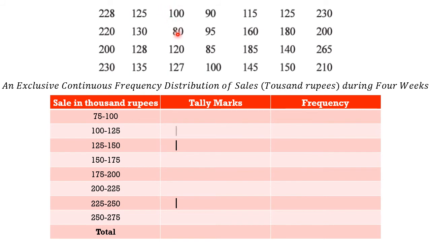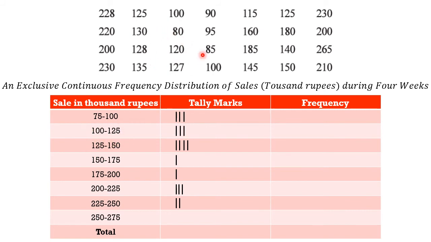Next is 100, so it will be 100 to 125, then it is 90, then it is 75 to 100, 115 it will be 100 to 125, 125 it is 125 to 150, 230 that will be 225 to 250, 220 200 to 225, 130 that will be 125 to 150, then 80 75 to 100, 95 again 75 to 100, 160 will be 150 to 175, 180 will be 175 to 200, 200 will be 200 to 225, again 200 again at the same place.